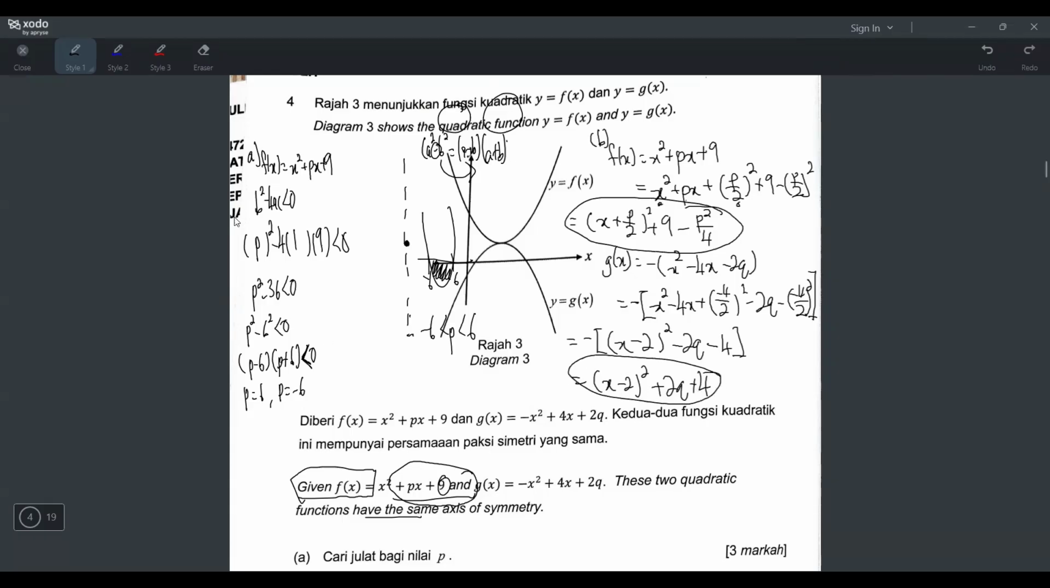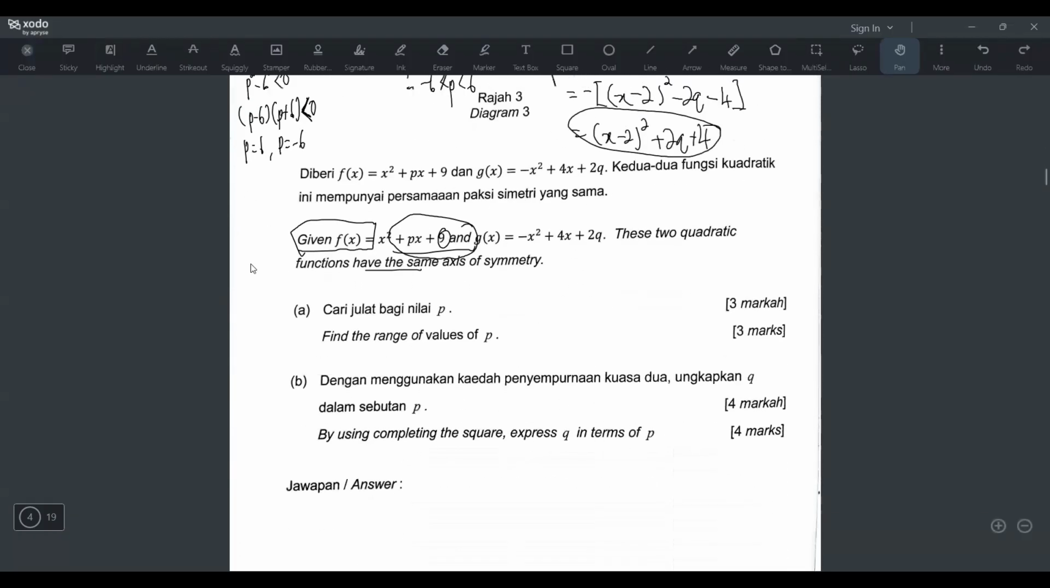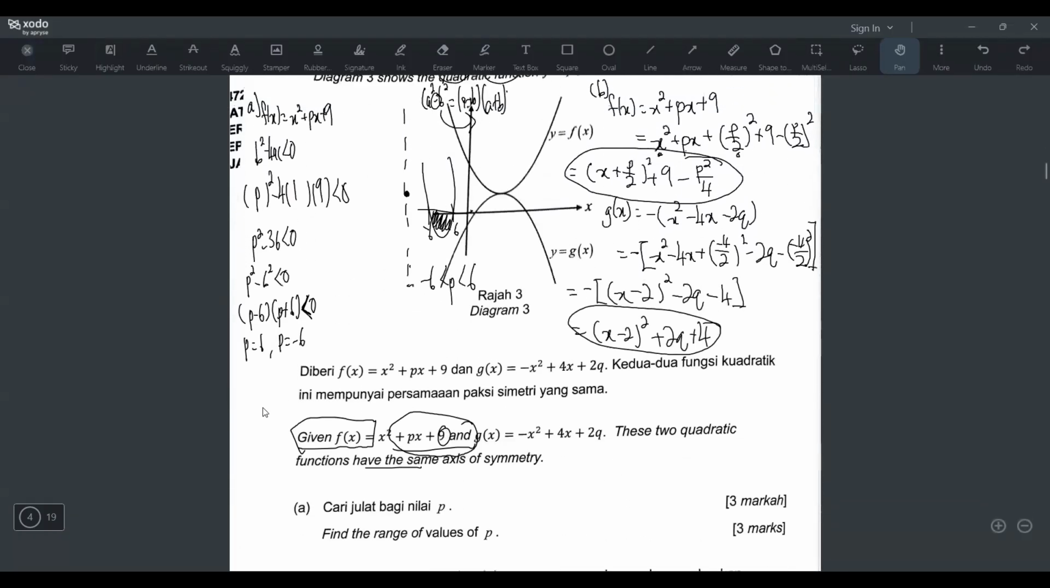But the question is not happy with you now because they want to calculate q in terms of p, and I haven't managed to get q in terms of p. So what should I do now? All right, do you remember I told you this one and this one have the same turning point? It means that they will have the exact same x coordinate of turning point and y coordinate of turning point.